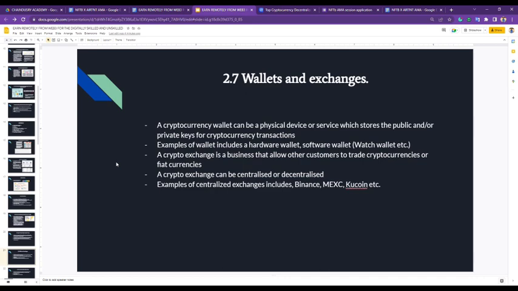And then expecting double of the returns, we were running Ponzi schemes with customer funds, which was not good at all. So that's simply straightforward for types of wallets and exchanges.